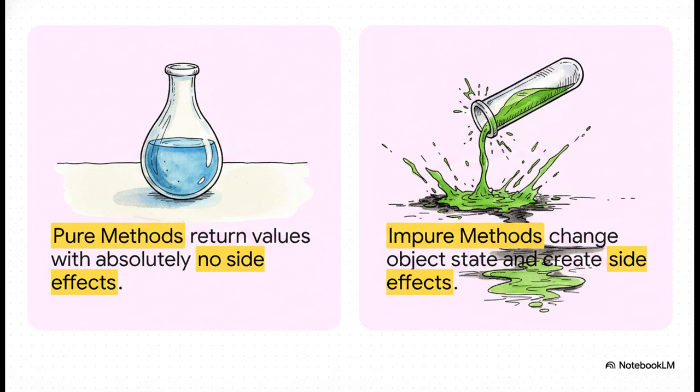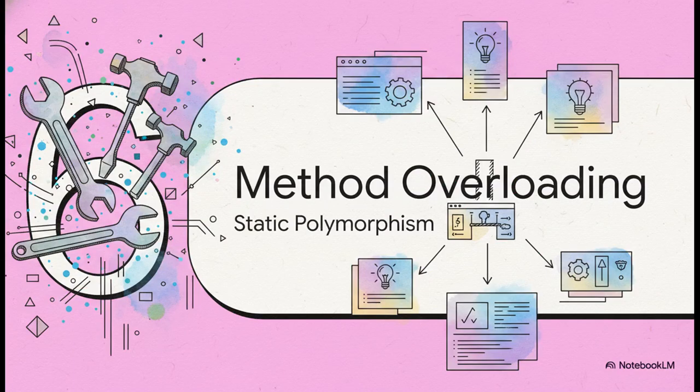Impure methods, however, act as mutators. They actively go in and change the state of the object, modifying the values of instance variables. Because they have side effects, they require much more careful control in your architecture, so you don't accidentally overwrite crucial data. And finally, let's look at Section 6, the power of overloading.